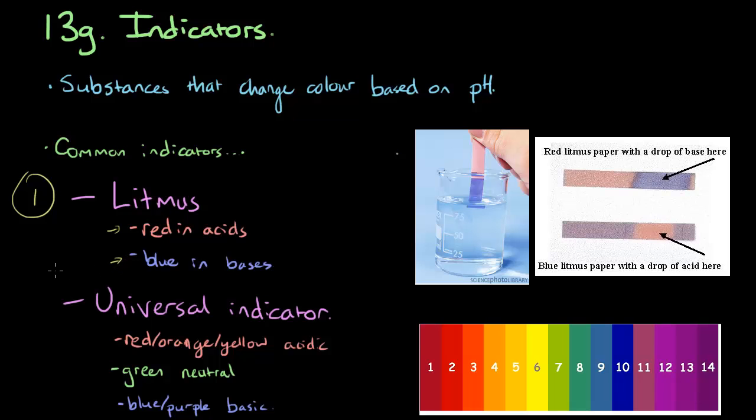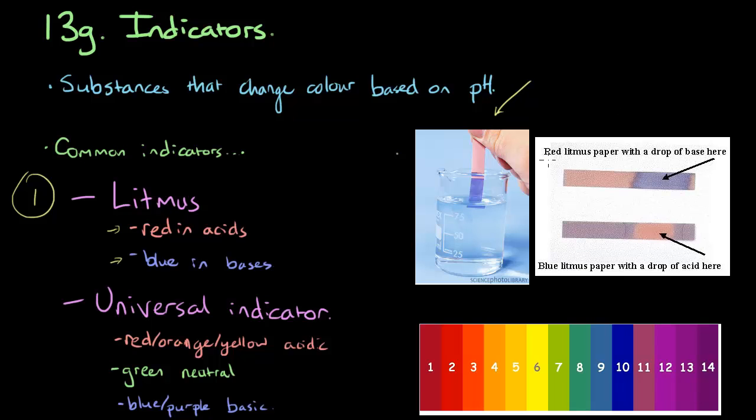Litmus can be obtained as a liquid solution, but the more common form you'll find it in an experiment is in the form of litmus paper, which is shown here. The litmus paper can either be red litmus paper, which is used to check if something is basic, or blue litmus paper, which is used to check if something is acidic.